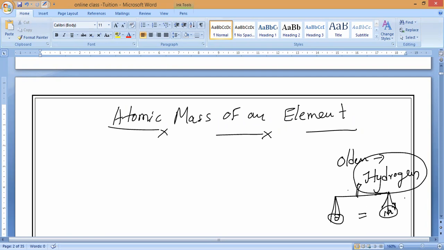But it is not equal, because hydrogen is the lightest element. So suppose one atom of some other element is equal to 10 hydrogen atoms, then they will say the mass of this element's atom is 10 atomic mass units. Like that they used to say. Do you understand, guys?